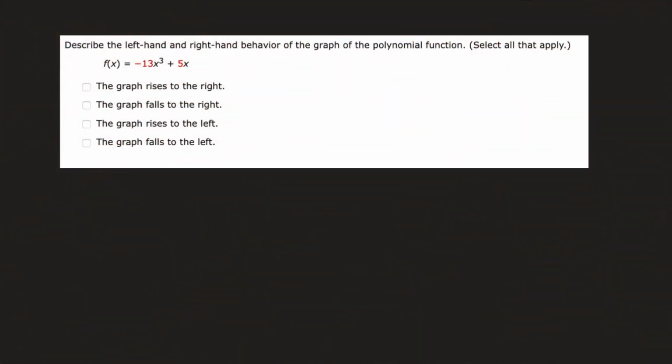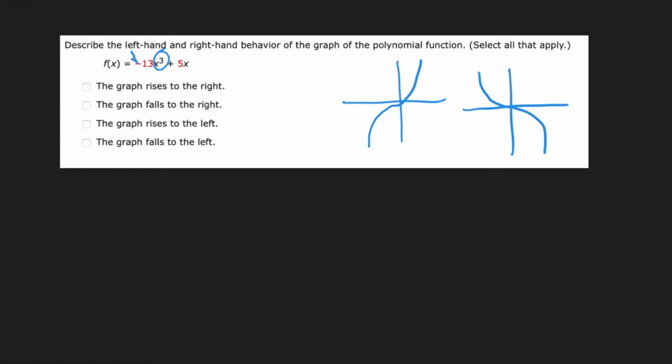This is another question that asks to describe behavior at the left and the right hand side as x approaches infinity. Notice again that this is a cubic function. And as we know from parent functions, a cubic function behaves either like this when it's positive or like this when it's negative. In this case, we have a negative cubic function, which means it has to behave like this.